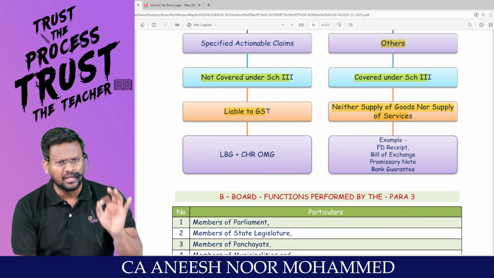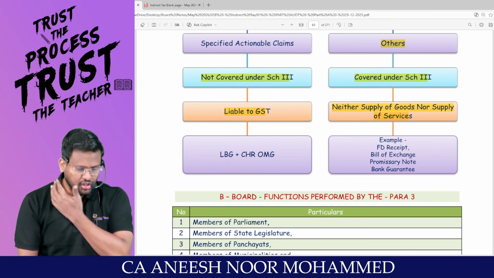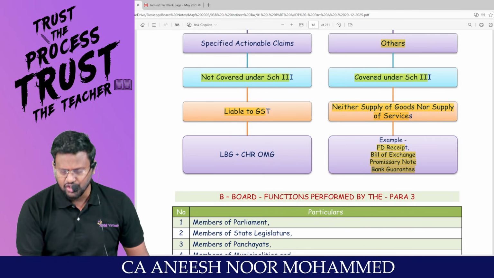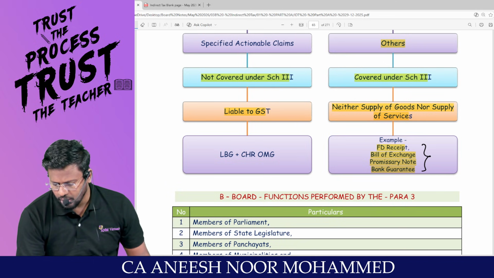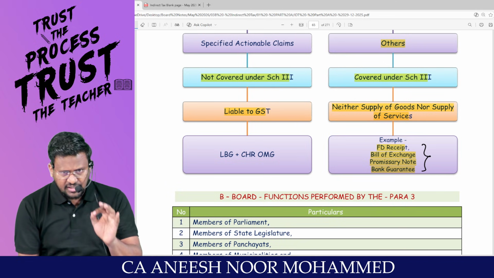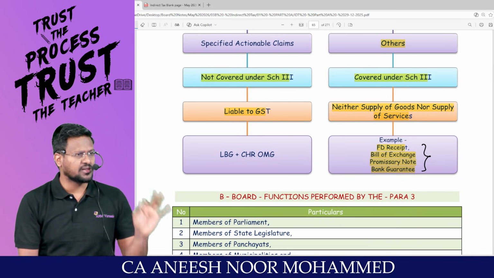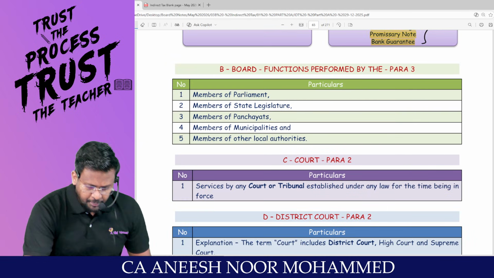For example, an FD receipt is an actionable claim. A bill of exchange is an actionable claim. A promissory note is an actionable claim. A bank guarantee is an actionable claim. Are you all really with me? For these items, no GST is there, because these items are neither supply of goods nor supply of services, which are covered in Schedule 3. That is what A is all about. B stands for board.